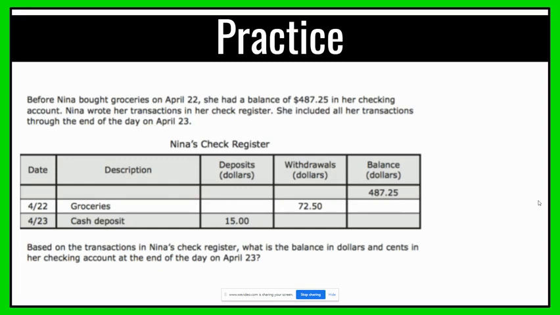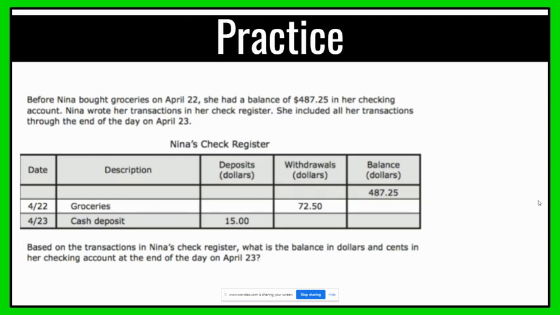Our next practice problem, it says before Nina bought groceries on April 22nd, she had a balance of $487.25 in her checking account. Nina wrote her transactions in the check register. She included all her transactions through the end of the day on April 23rd.